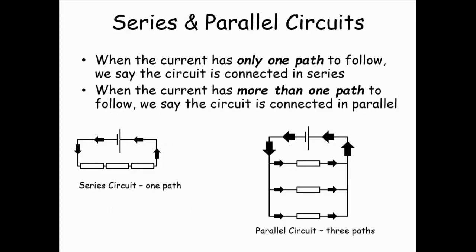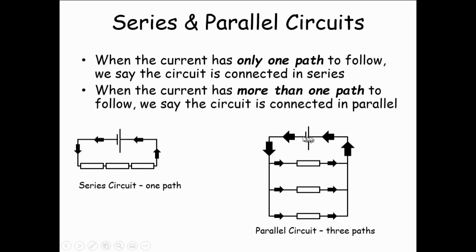So, let's look at series and parallel circuits. When a current has only one path to follow, we say the circuit is connected in series. When the current has more than one path to follow, we say the circuit is connected in parallel. So here you can see there's the negative side. All the electrons must go this way, they must go down here, they must go through all of these, and come back here. There's nowhere else for them to go. One single pathway, one loop.